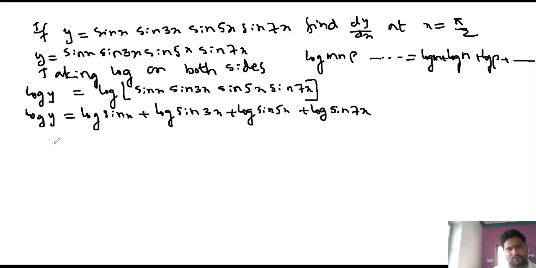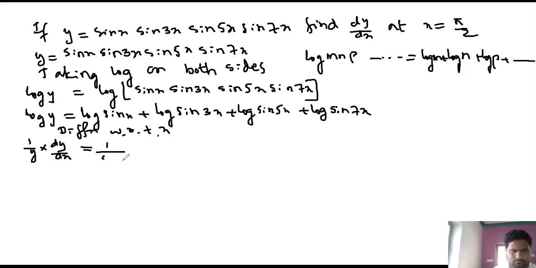So now, after this simplest form, we differentiate with respect to x. The derivative of log y with respect to x becomes 1 by y into dy by dx, equal to the derivative of log sin x. First we take the derivative of log, that is 1 by sin x, then the derivative of sin x is cos x.